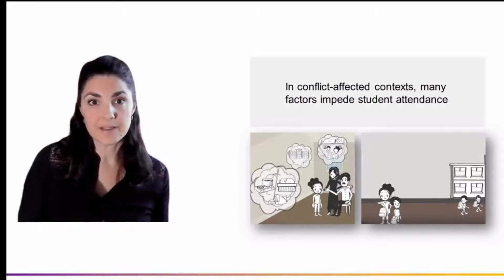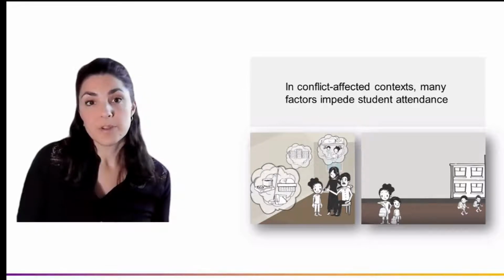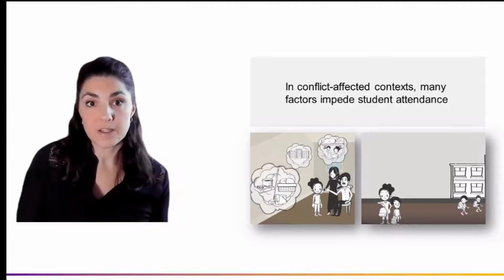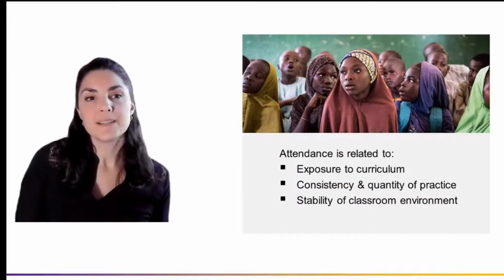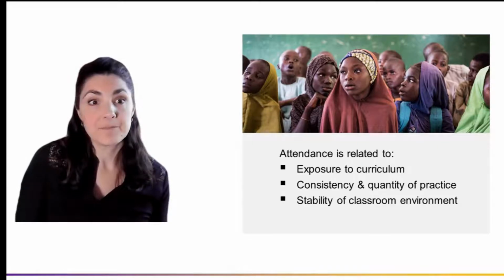Let's start with what we've learned about attendance. As we saw with Yasmin, there are many different factors that can affect attendance in conflict-affected contexts. For example, students may have to care for younger siblings. They may go with parents to work outside the home to help earn a living, or they may feel unsafe walking to and from school. But attending school is critically important. It's the foundation of all academic learning.